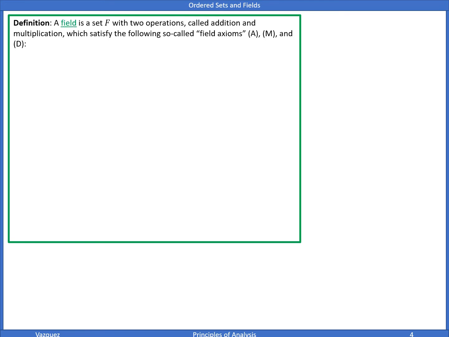Okay, we move on to a definition. Maybe you've seen this definition a lot in your algebra courses, so linear algebra, abstract algebra. We define what a field is. So a field is a set with two operations called addition and multiplication, which satisfy the field axioms. In this case, we're going to label them A, M, and D.